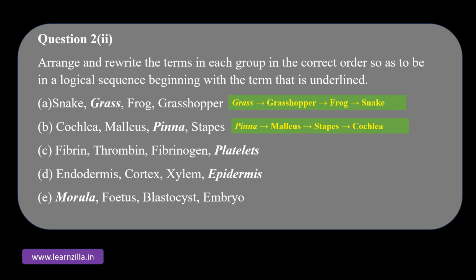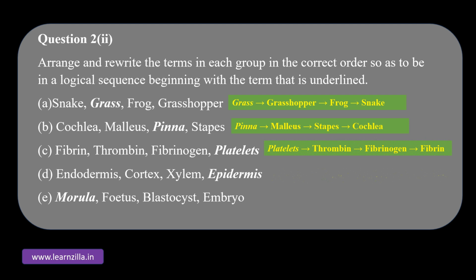Next one, fibrin, thrombin, fibrinogen, platelets. So we need to start with platelets and then follow the sequence which is logical. The right answer is platelets, thrombin, fibrinogen, fibrin, which is part of the clotting of blood, right?